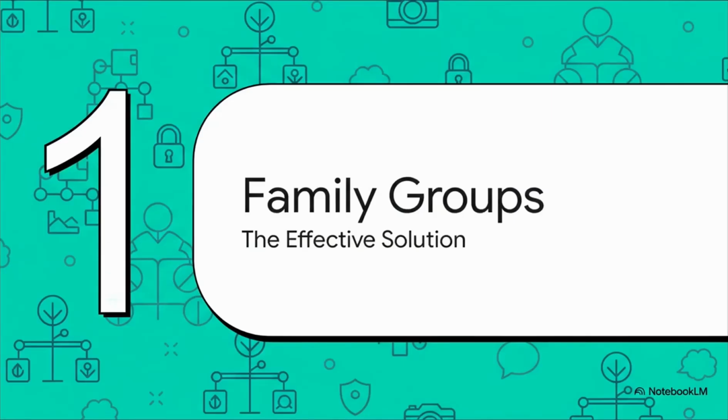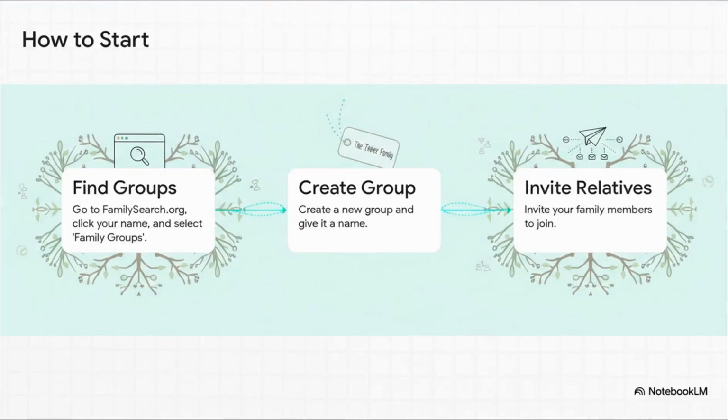Okay, so let's get to the solution, and it's a brilliant one that's built right into the system. Family groups. This is, hands down, the best and most effective way to create a kind of trusted inner circle to share those private memories of living people. And you know what? Setting up a group is super easy. You just go to FamilySearch, click on your name up in the top right, and find family groups. From there, you give your group a name, like the Johnson family, and then you just start inviting your relatives.